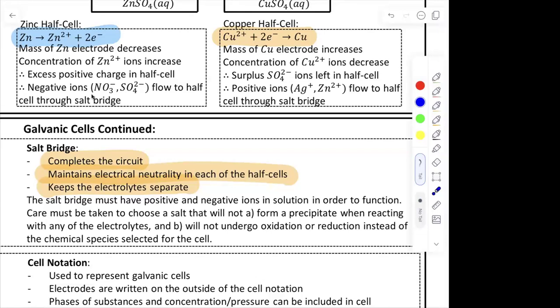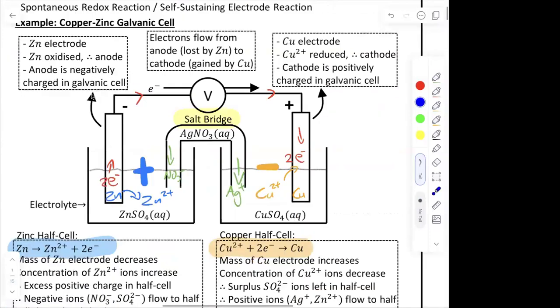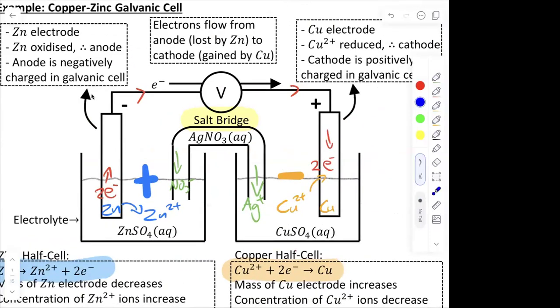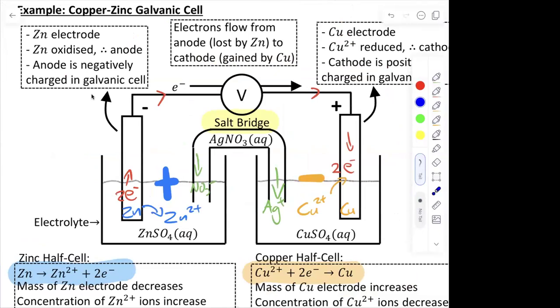And then B, also something we need to look out for is that the substance in my salt bridge should not undergo oxidation or reduction instead of the chemical species selected for the cell. What do I mean by that? Remembering the fact that I've got nitrate ions being deposited on the left side, I've got silver ions deposited on the right-hand side.